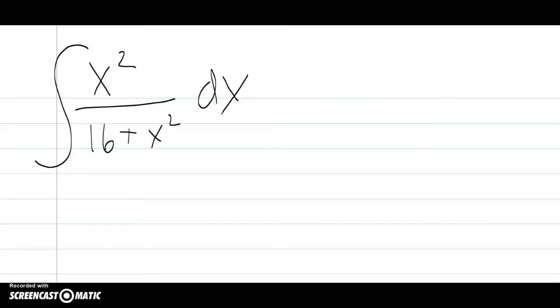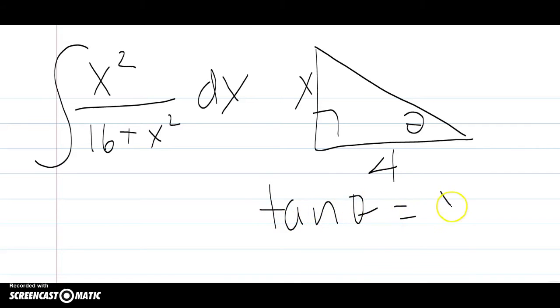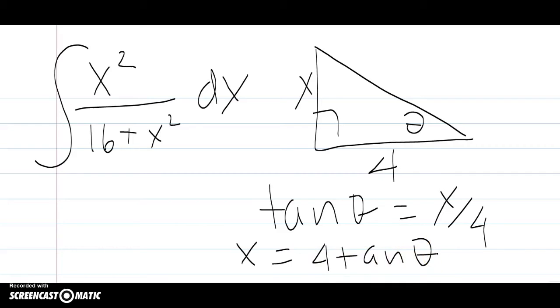So I notice I have 16 plus x squared. I'm not going to call that u, but what I can look at is that if I consider some other variable theta, and I call the opposite side x and the adjacent side 4, then the tangent of theta is x over 4, or x is 4 times the tangent of theta. So instead of calling x squared or 16 plus x squared u, what I'm going to use is this substitution right here, that x is 4 tangent theta.